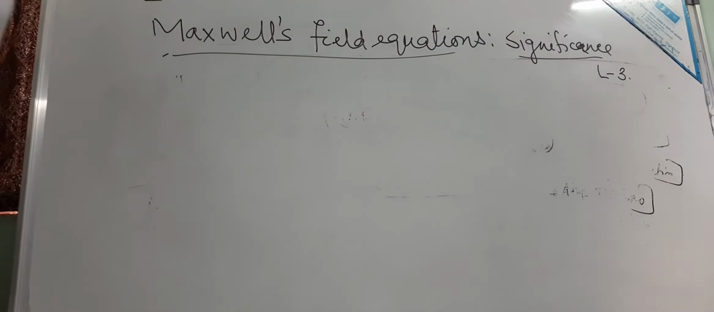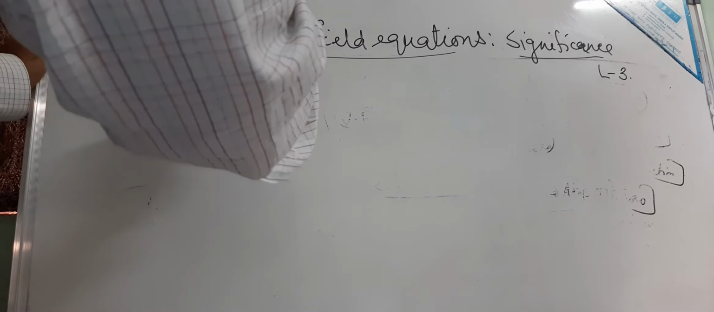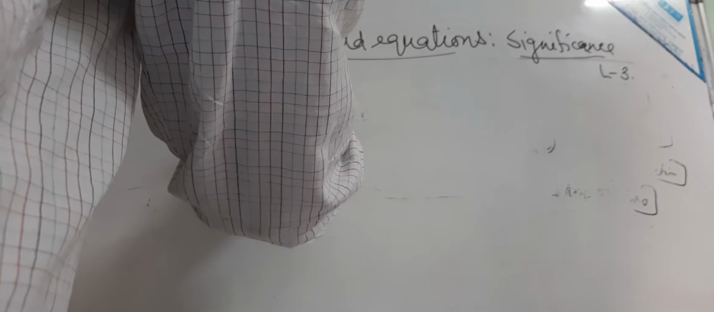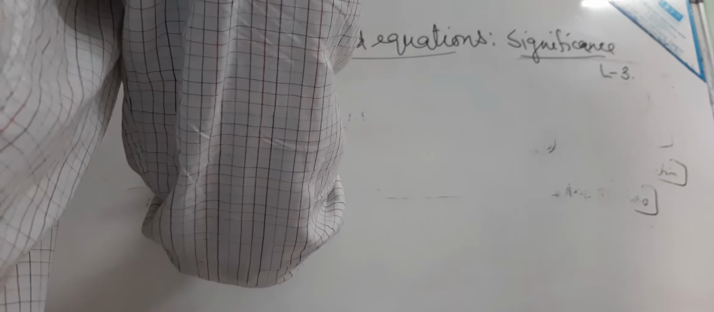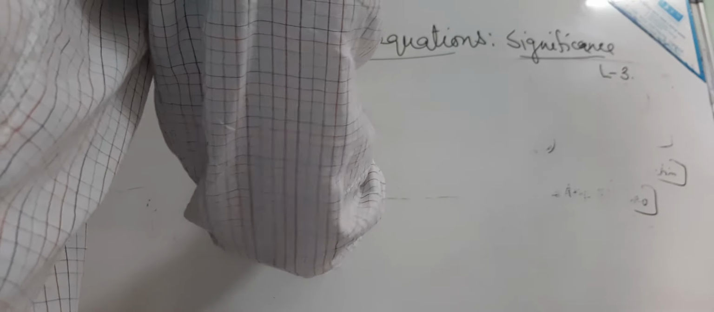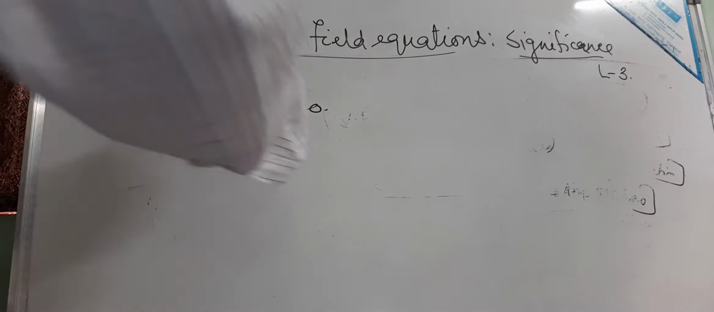Now if you take equation 2, divergence B equal to 0, and integrate it over the volume, the integration of divergence B dV over the volume equals 0. Again using the Gauss divergence theorem, this can be changed to the surface integral, so it will be B dot ds equal to 0 over the surface.